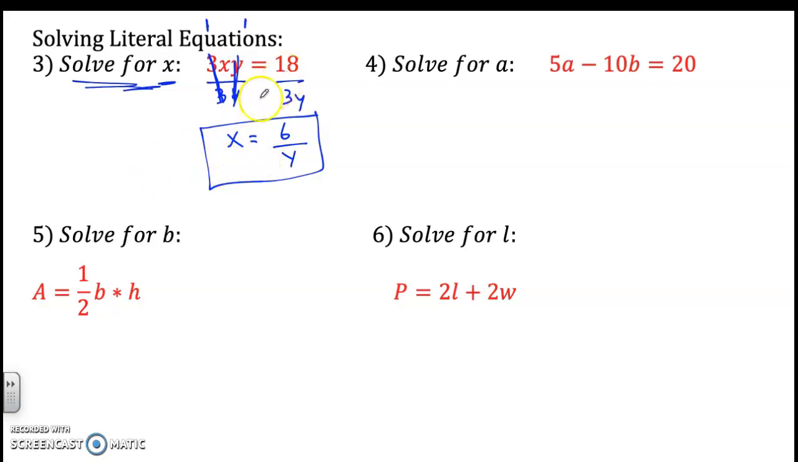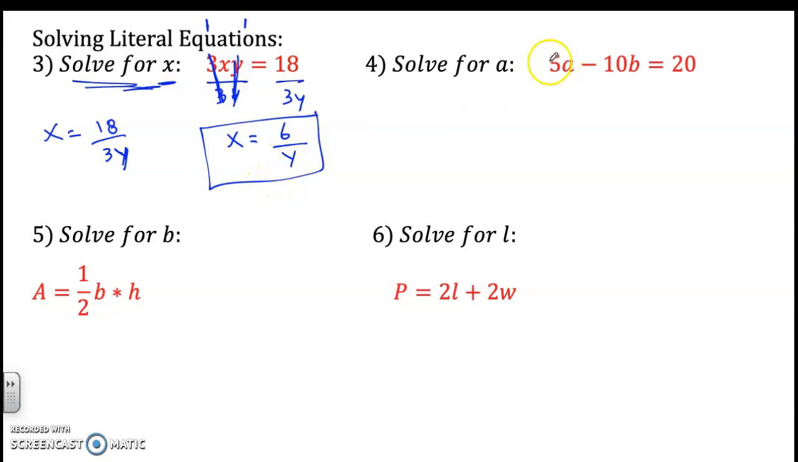What matters, by the way, I kind of skipped one step. 18 divided by 3Y, right? Technically, that's what I have, 18 divided by 3Y. If I'm able to reduce, I reduce, like 18 divided by 3. I was able to divide those two numbers. My answer will be on the top. The Y was on the denominator, it stays on the denominator.